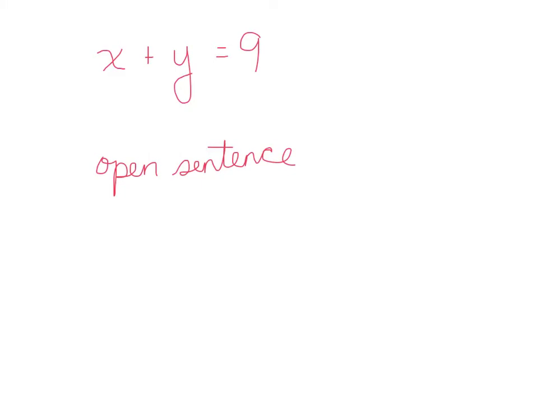We also have what's called an open sentence, something like x plus y is equal to 9. This is called an open sentence because, for example, I could let x equal 3 and y equal 6. This would be one way that I could have 3 plus 6 equaling 9. But this is not the only solution. This is just one possible solution for this open sentence. So if it has one variable, there's going to be one solution. But if I have two variables, there are going to be multiple solutions.